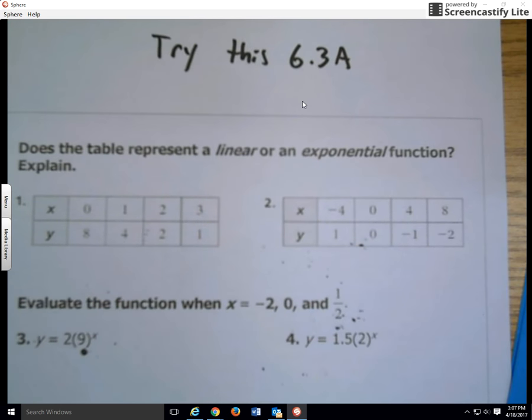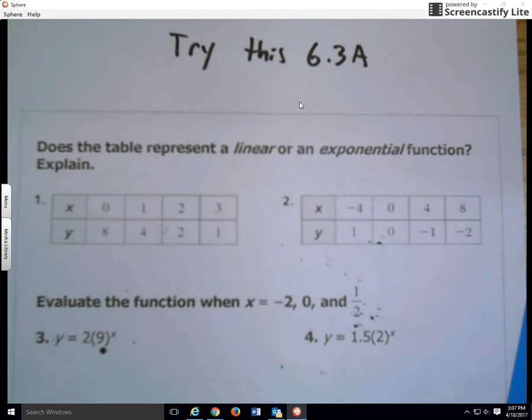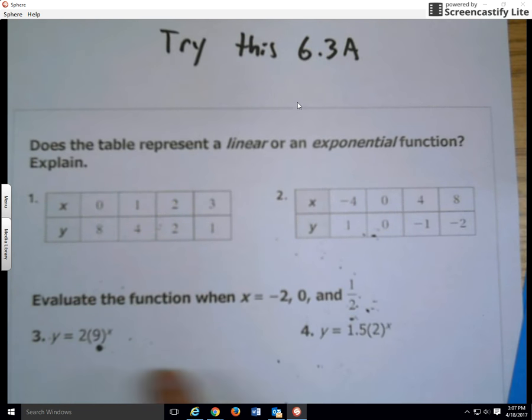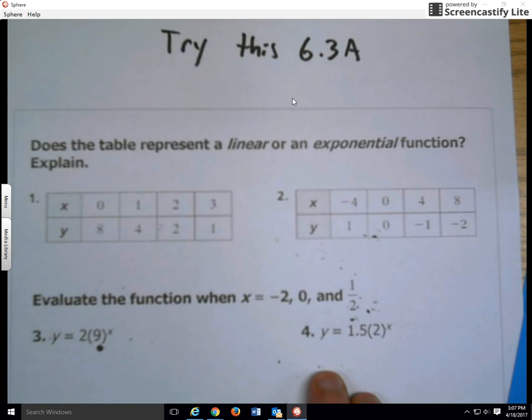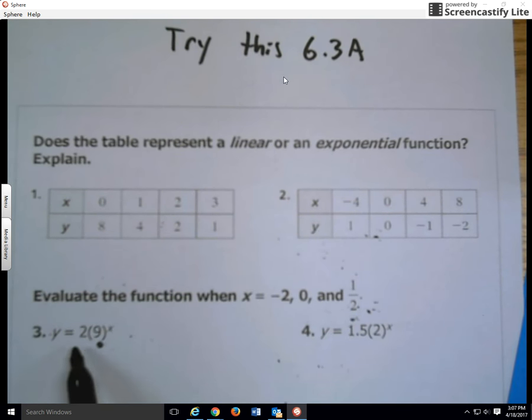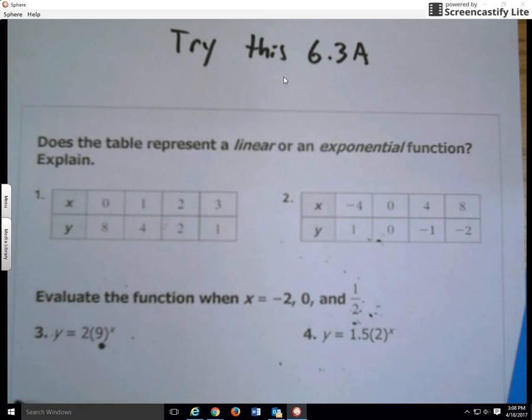Okay, it is your turn to try this. Try 6.3a. Go ahead and try 1 and 2. And I would like to go ahead and do 3 and 4 with you. And then what I'll do is I'll pause it and let you answer the questions. So y equals 2 times 9 to the x. But we're saying instead of an x, we want to put in a negative 2. So y equals 2 times 9 to the negative 2 power.